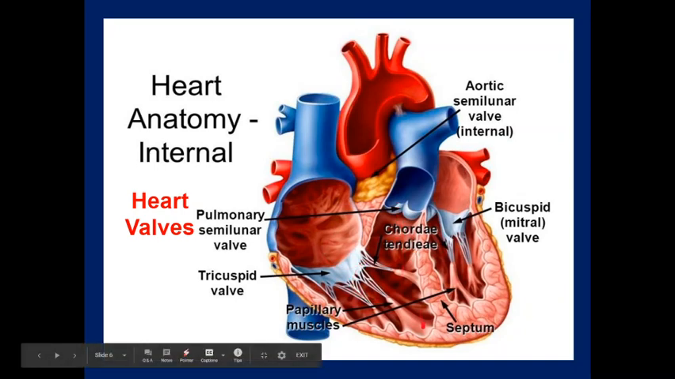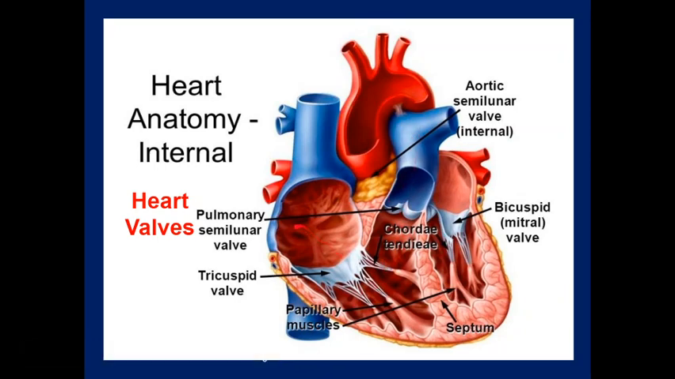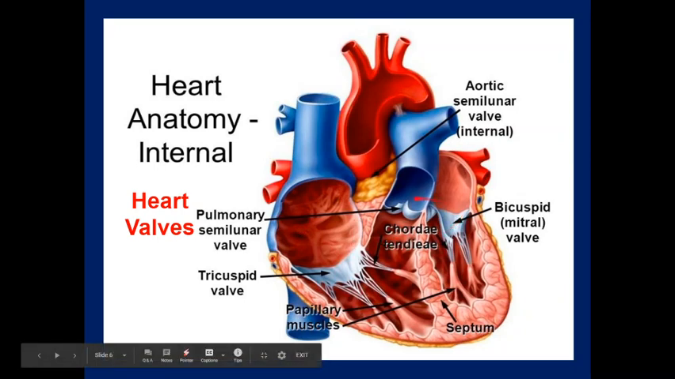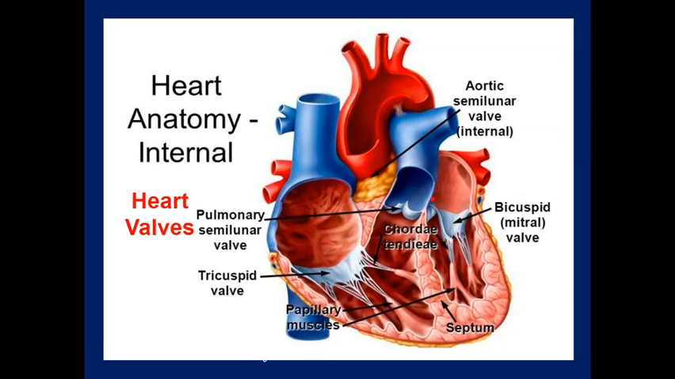You can imagine if this right ventricle was squirting blood out into the pulmonary artery, which is what we want, but if half of that blood went back into the atria, we would be in a world of hurt. All right, so these valves are important to know because they are important physiologic structures.